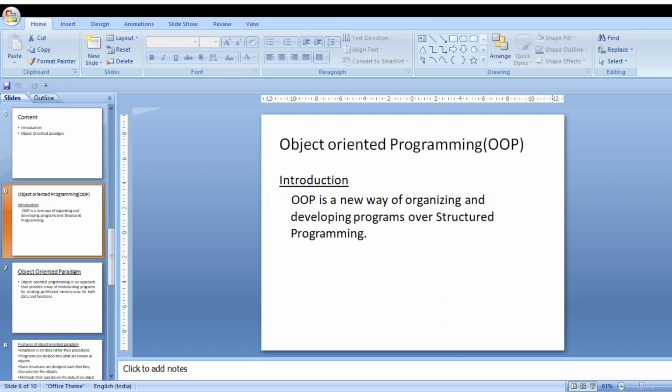The major objective of object-oriented approach is to eliminate the flaws or the mistakes or the problems that we have seen in procedure-oriented programming.